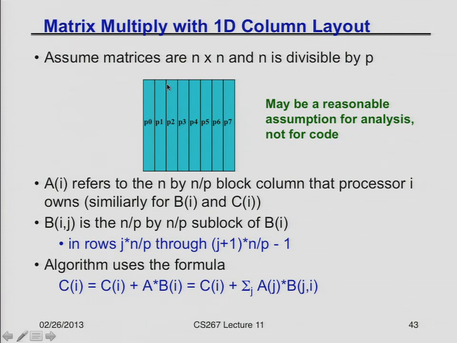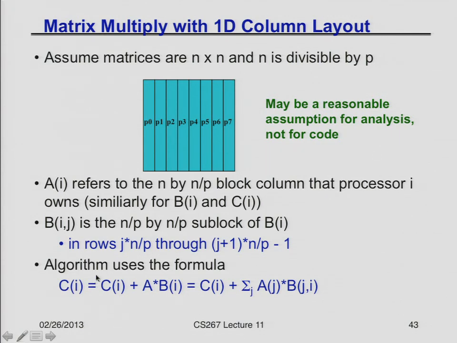So I'm going to assume my matrices are laid out just by block columns. So each processor gets 1/p of the columns. And so my notation is going to be that A sub i is going to refer to that whole submatrix. So it's going to be an n by n over p submatrix that's owned by processor i. And B sub i and C sub i are going to be the same thing. And this particular submatrix, B sub ij, is going to be a locally stored n over p by n over p subblock. So it might be something that fits like that.